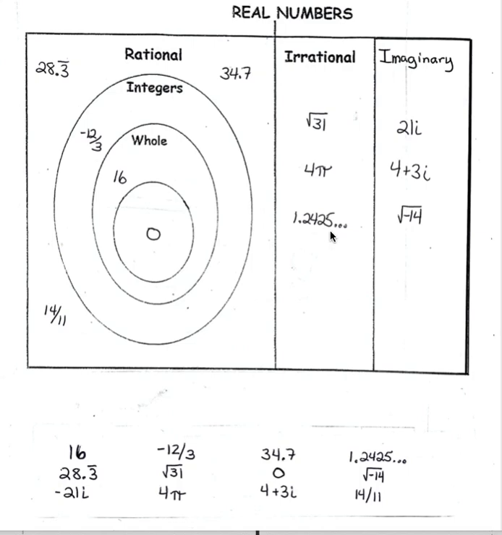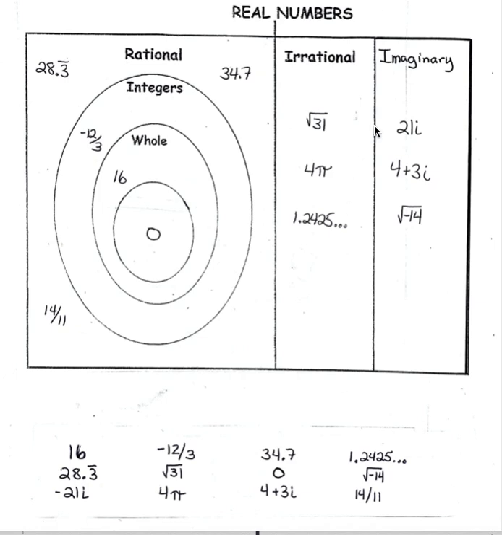Now, here's an interesting one. This is a continuing decimal, but notice it's not repeating. If this would have said 2525 or 2424, then we would have put it over here into the rationals. But even though we see a pattern to it, that doesn't matter. It's not going to be rational. We won't be able to turn it into a fraction. See, we could turn this into a fraction. That would be 28 1/3.